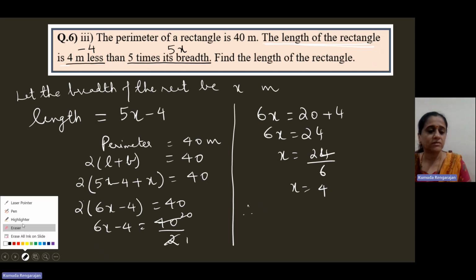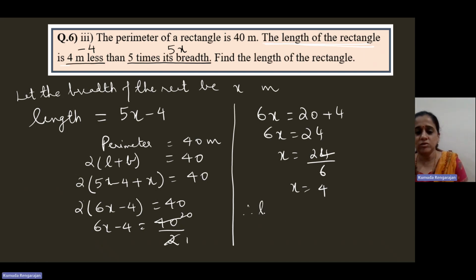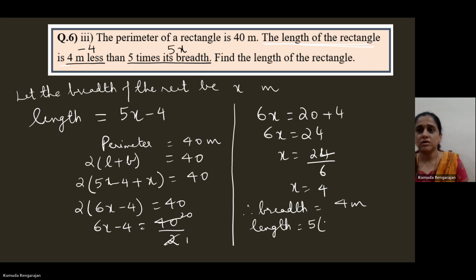What is x? The breadth of the rectangle, right? Therefore, breadth is equal to 4 meters. So what's the length? Length is equal to 5x minus 4. So 5 into x, that is 4, minus 4. So 20 minus 4, which is 16 meters.